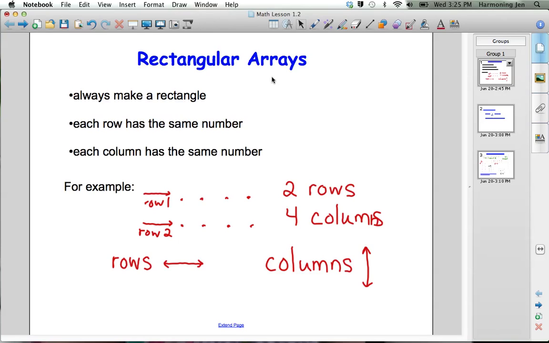Okay, so when we make a rectangular array, the number of objects, or in this case dots, tells us what number that array is for. So this is for the number 8. We always count rows going across, columns going up and down. So this array has 2 rows and 4 columns.